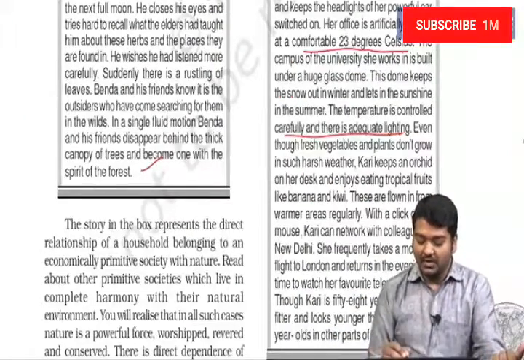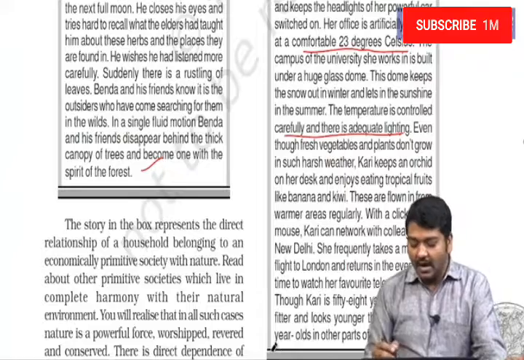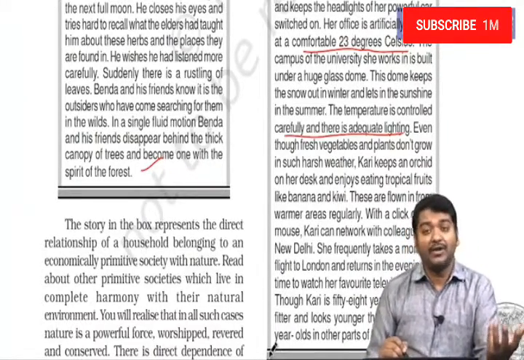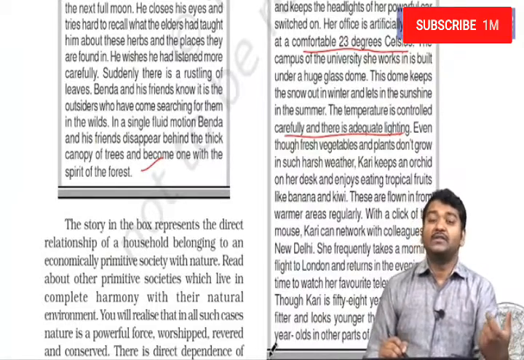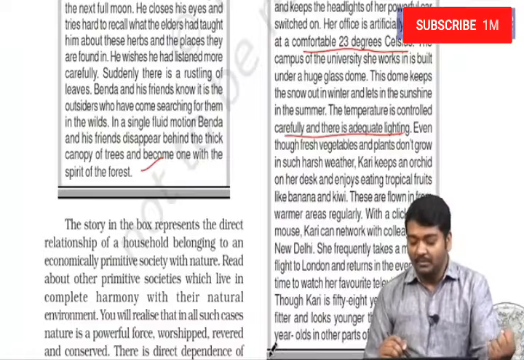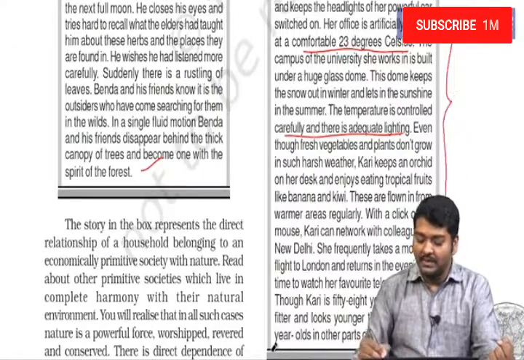The temperature is controlled and there is adequate lighting, and they try to keep vegetables, all this according to their own convenience, and it is not nature which decides what has to grow, but it is human beings. Here we are talking about possibilism.